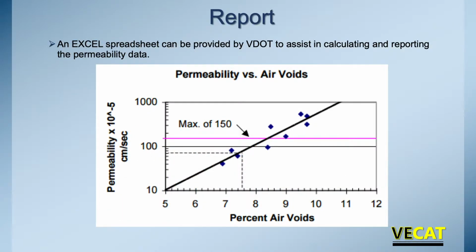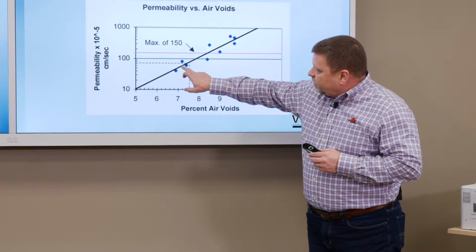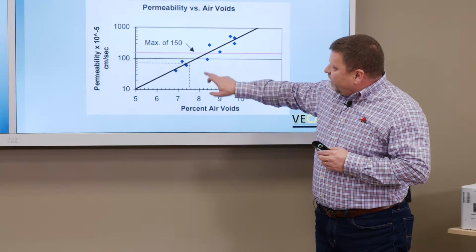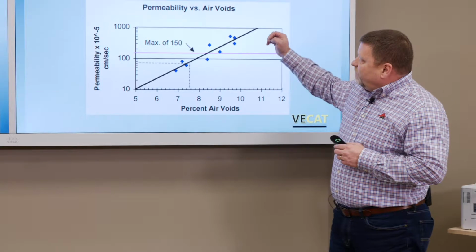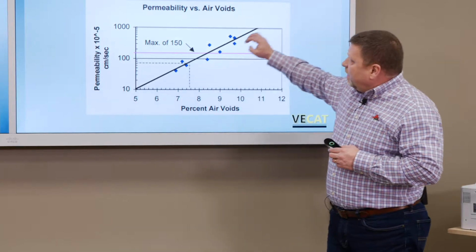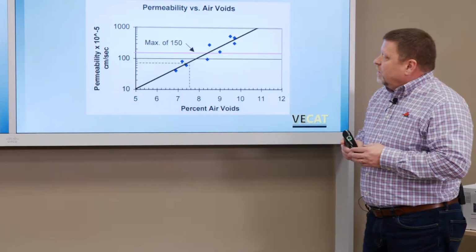Here's a nice diagram of somebody who did the regression method. As you can see, they had 3 samples with an air void structure of around 7, 3 at around 8.5, and 3 at around 9.5. And from that, they were able to do a nice plot and show the permeability.